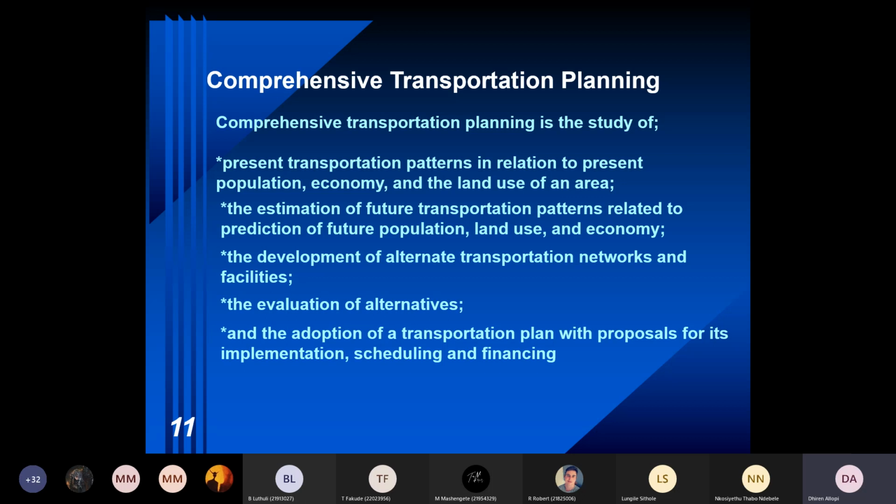So the same applies here, where you're looking at the present situation, you're estimating future transport patterns, basing it again on your population, land use, and so forth. And then you look at the different alternatives and evaluate the alternatives, and from there come up with proposals for implementation, for financing, for scheduling, and so forth.